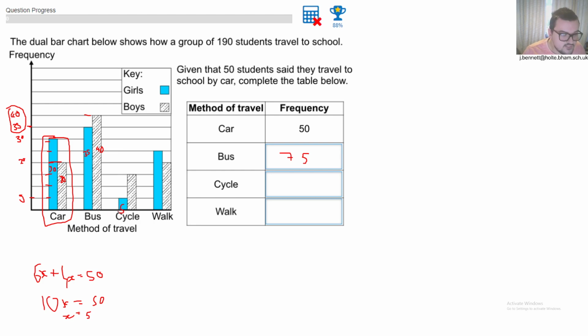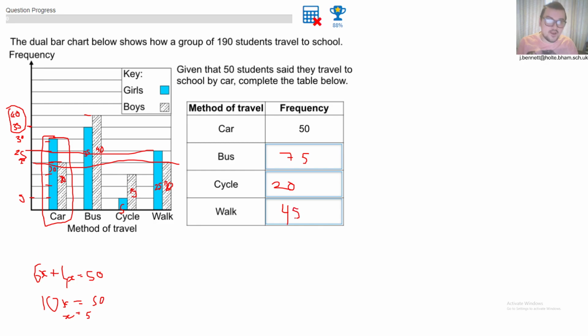This is 5, because it's just one increment. This is 15, because it's 3 increments. 5 plus 15 is 20, so 20 kids cycle to school. And then we look at walk, we see here 25, halfway between 20 and 30, 25. This one, we go across, it goes to 20, so 25 and 20, that becomes 45, and that is done.